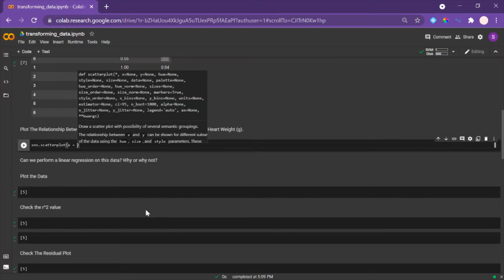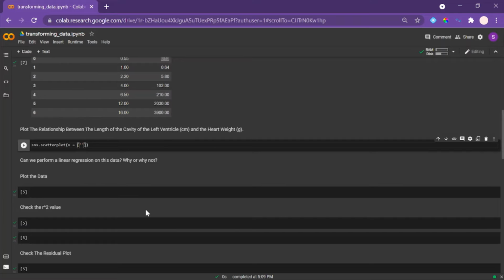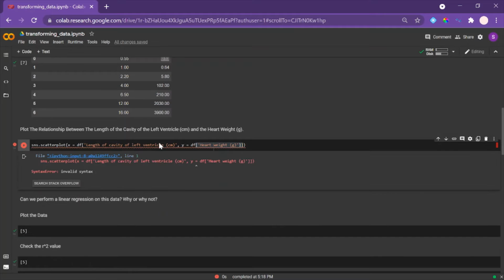And we're going to set our x equal to, obviously, our x values, so that's going to be the length of cavity of left ventricle, and we're going to set our y equal to our y value, or in other words, our dependent variable. Okay, so basically, again, explanatory variable is this one, dependent variable is this one. So this variable, the length of cavity of the left ventricle, explains the heart rate. Okay, so let's do that.